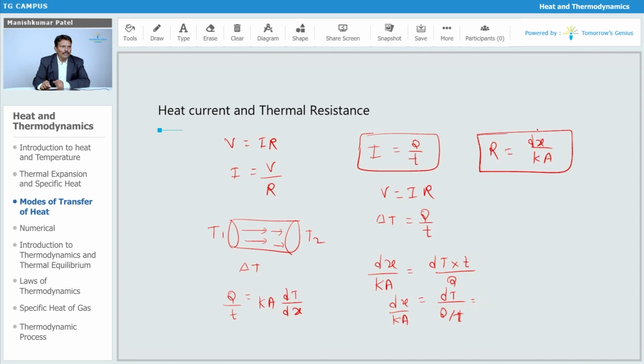This is the value of the resistance: the length of the conductor upon the coefficient K, the thermal conductivity, into the cross-sectional area for this particular case. That is the analogy by which we can correlate the heat current with the electric current, and we can find the thermal resistance. Let's say I denote it by RT, which is nothing but the thermal resistance, and it is given by the formula dx upon K A.